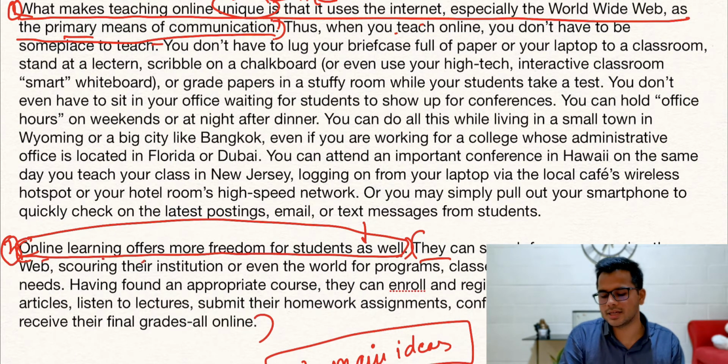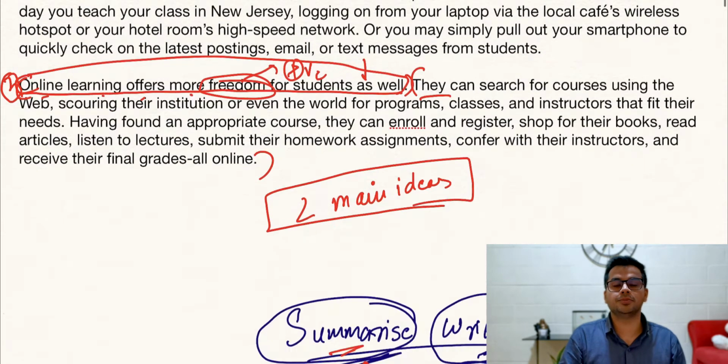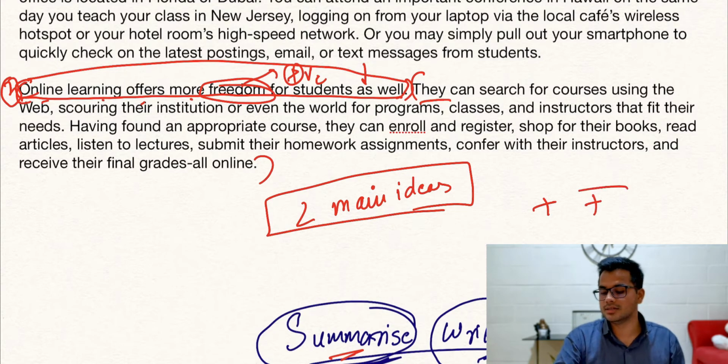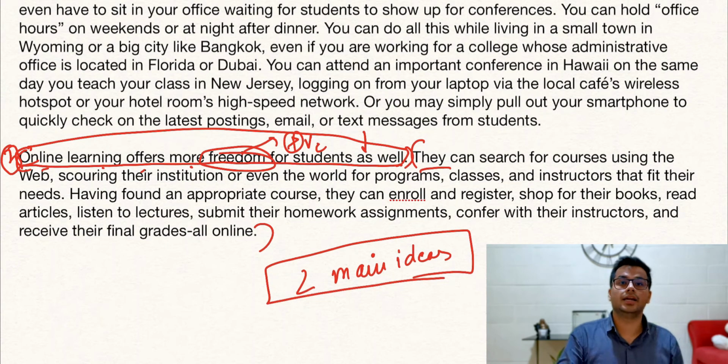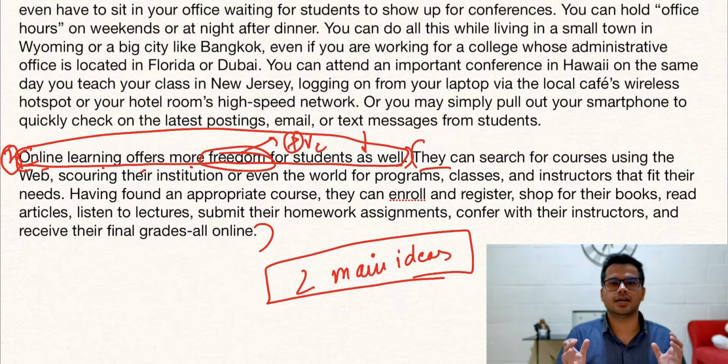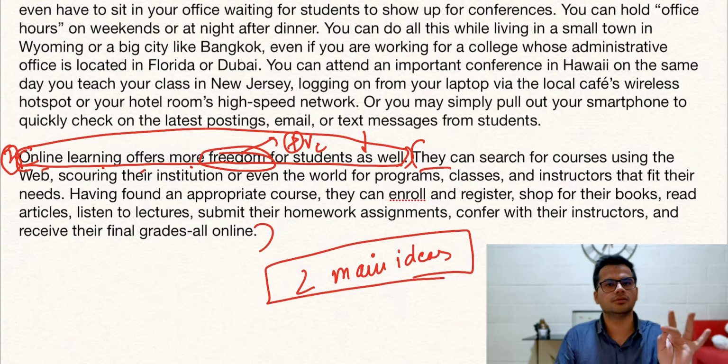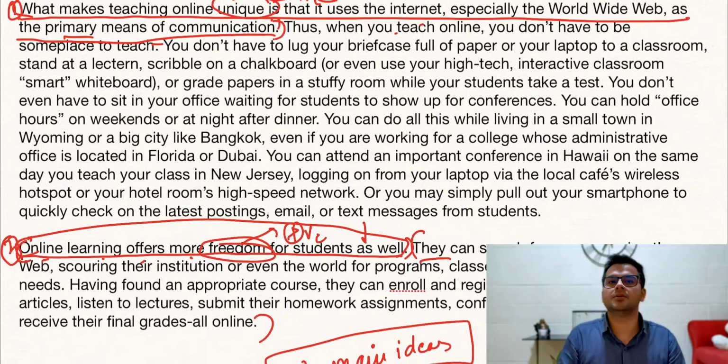If I come to the other sentence, they say online learning offers more freedom for students as well. Freedom means independent, which is again a positive word, so that's another positive statement. Since I have two sentences which are positive in nature, they are similar in nature. And if two sentences are similar in nature, we need to use similar idea connectors, the ones that I gave you recently: moreover, furthermore.